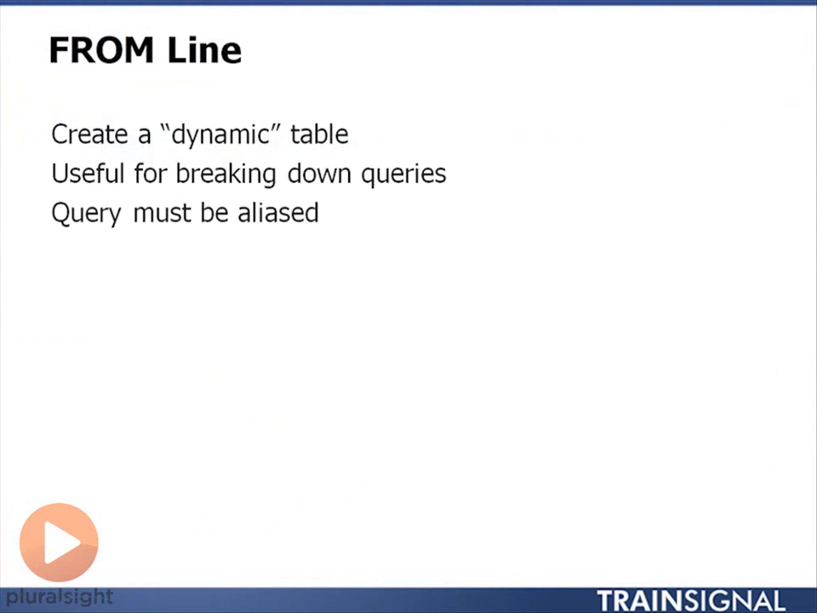Another place that we can utilize subqueries is inside of a from line. By putting it onto the from line, basically what I'm doing is creating my own dynamic table. And this can be very useful for breaking down some complex logic into smaller parts. One of the big things to keep in mind is that if you are going to put a subquery onto the from line, you must alias the result so that we can actually act upon it. Let's take a look at a subquery in a from line.